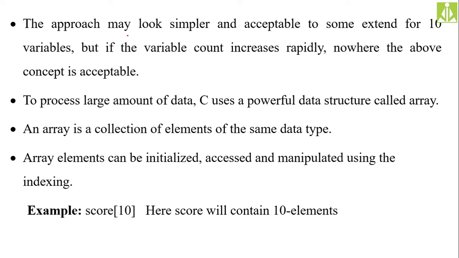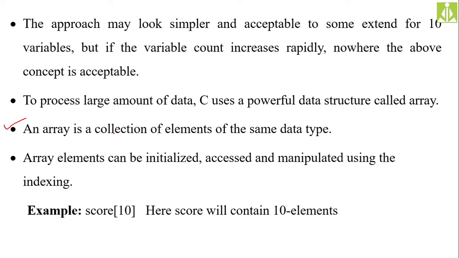An array is a collection of elements of the same data type. Here the definition of the array is given. What is it? An array is a collection of elements of the same data type, or we can say an array is a collection of homogeneous data elements. Homogeneous means same data elements. So this definition you need to remember. What is an array? Definitely more number of times they ask this question about arrays.